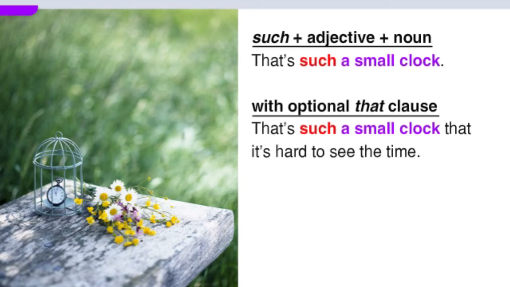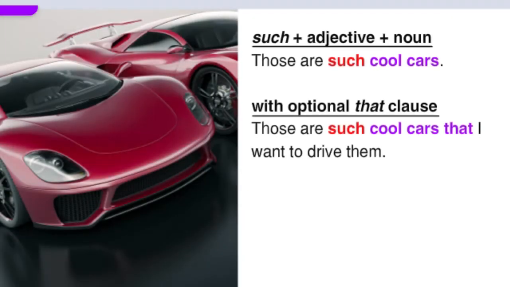Such plus adjective plus noun. That's such a small clock. With optional that clause. That's such a small clock that it's hard to see the time. Such plus adjective plus noun. Those are such cool cars. With optional that clause. Those are such cool cars that I want to drive them.